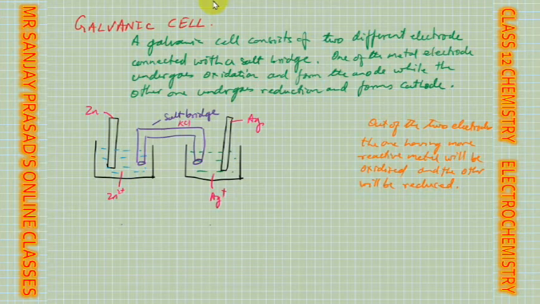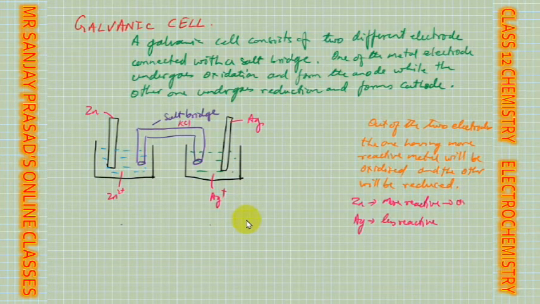So we have zinc and we have silver. Which is more reactive? Now tell me, hurry up. Which of these two is more reactive? Zinc and silver, which is more reactive? Zinc is more reactive. Good. Okay, so zinc is more reactive, and this is less reactive. So more reactive will be oxidized.